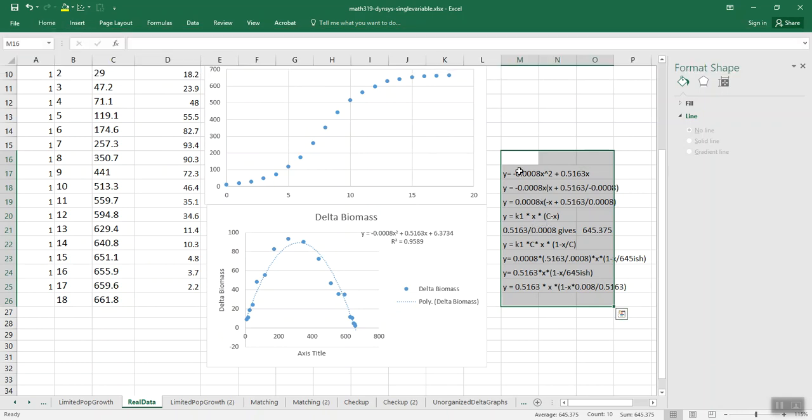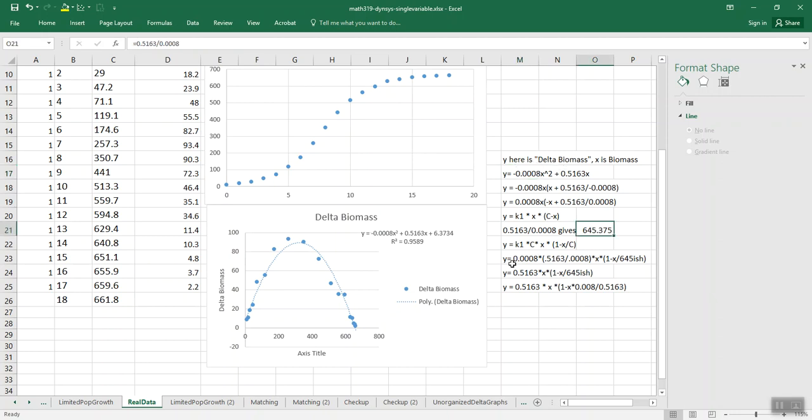To turn the trendline formula, ignoring the intercept term, into one of our equations or another one of our equations. And remember, y here is delta biomass, x is biomass, not time. So that's all the algebra you can do, and you end up getting a carrying capacity of 645, which is one way to estimate it from this plot, and that's related to a homework problem.